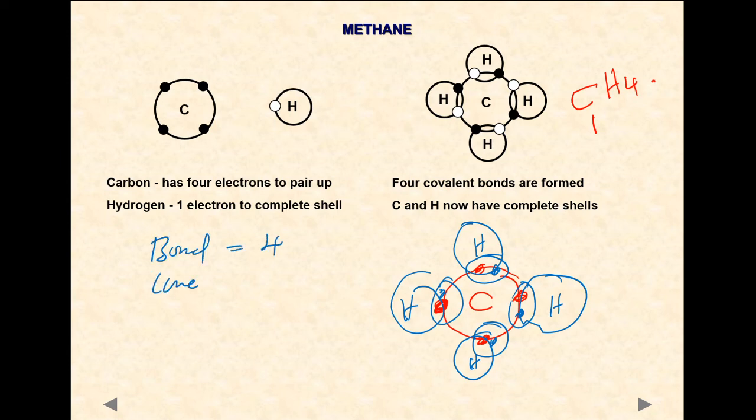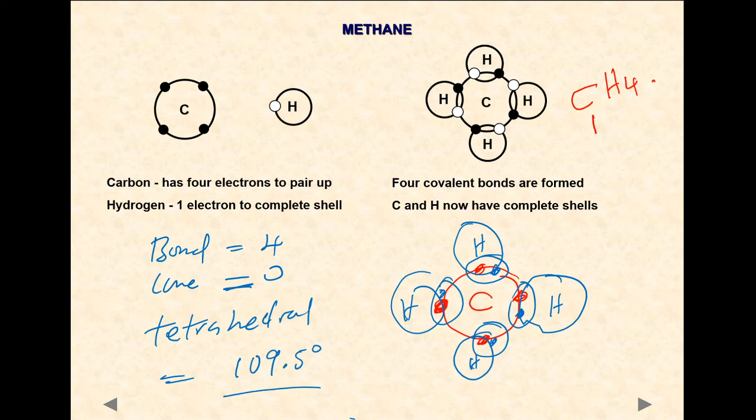Lone pairs equals 0. Since it has 4 bond pairs, what will be the shape? The shape will be a tetrahedral, and the bond angle will be 109.5. So in drawing, if you have 4 bond pairs, you can actually make a mistake by drawing this like this, where you have 90 degrees. This will be wrong. It's a tetrahedral, it has to assume the shape of a tetrahedral.